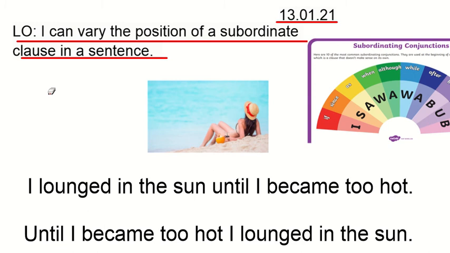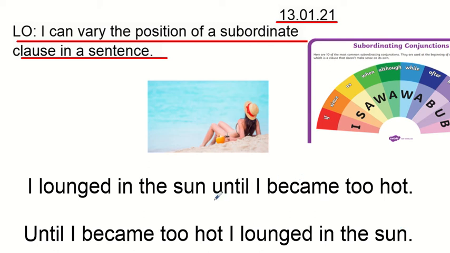Now, our learning objective today is to be able to vary the position. That means change the position of the clause in our sentence. So if we have another look at this sentence, I lounged in the sun until I became too hot. I have varied the position of the subordinate clause below. Until I became too hot, I lounged in the sun.